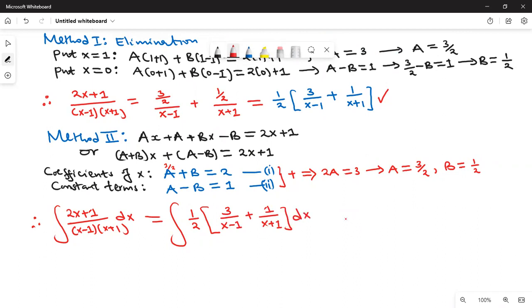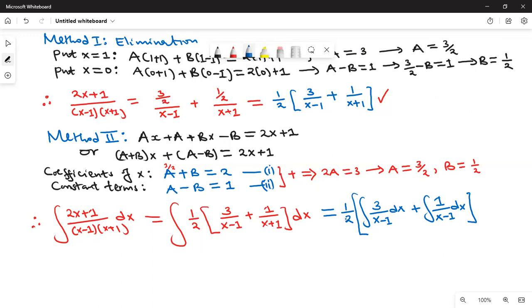Integrate with respect to x. And you see, this you can as well write as 1 over 2 times the integral of 3 over x minus 1 dx. Of course, this is bracket, plus the integral of 1 over x plus 1 dx.